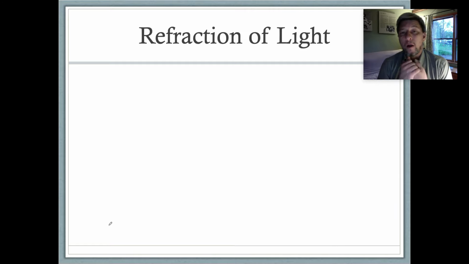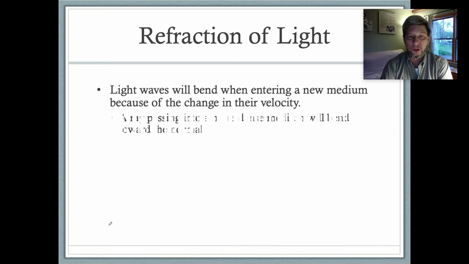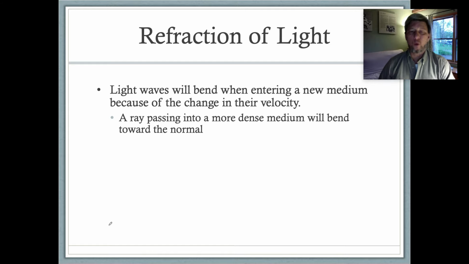Now, light can also be refracted. We know what refraction of waves is, and so you can certainly look at the refraction of light. We know that light waves bend whenever they enter a new medium because of a change in their velocity. You strike the surface between two different media, and your speed will change. That will cause the wavelength to change, and therefore the light wave will bend. A ray that passes into a more dense medium will bend toward the normal.